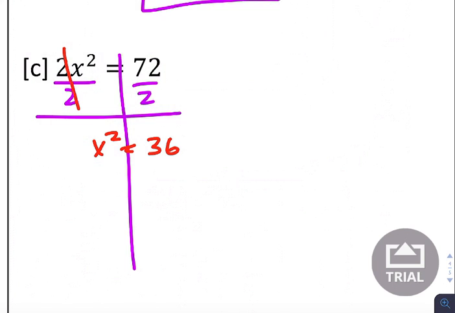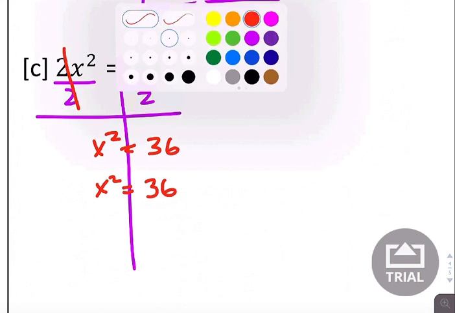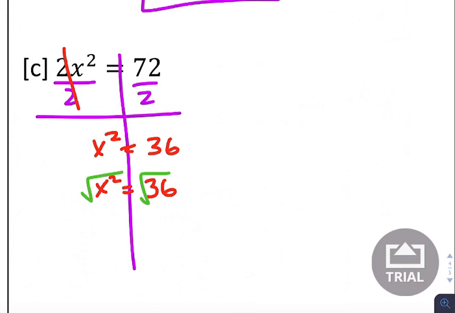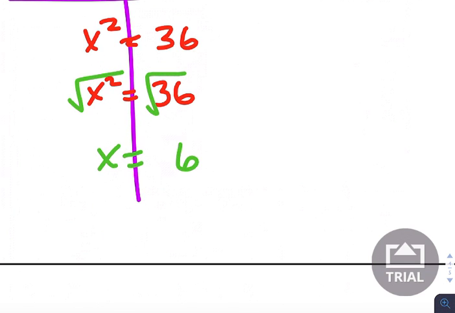Now as far as what we do next, we have to get rid of that square. Just like addition kills subtraction, multiplication kills division. If we have a square we need to get rid of, then we can simply square root, as long as we do it to both sides. What's left then is x being equal to the square root of 36, which you may say is 6 because 6 times 6 is of course 36.